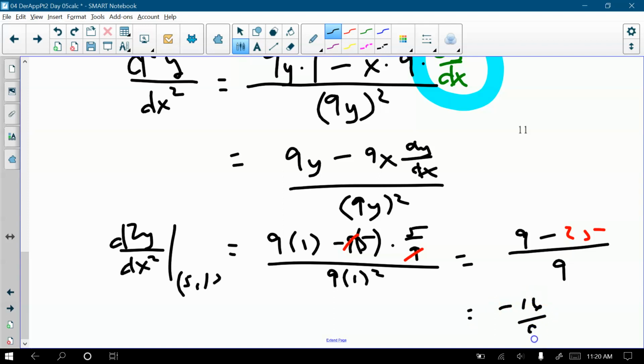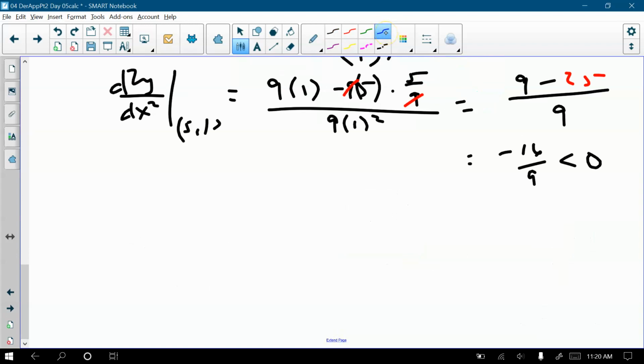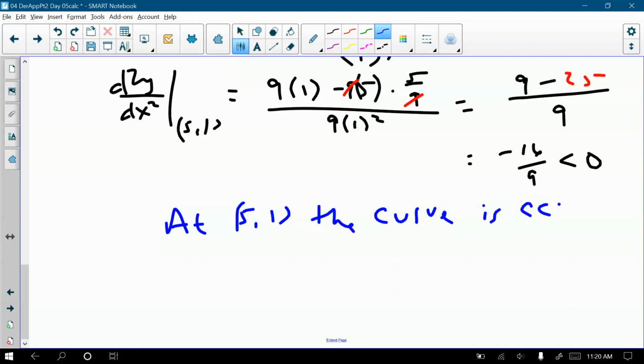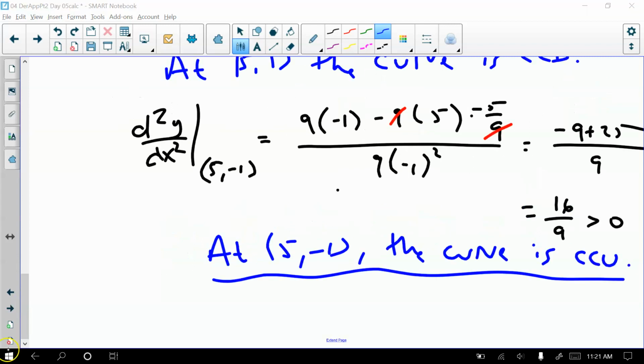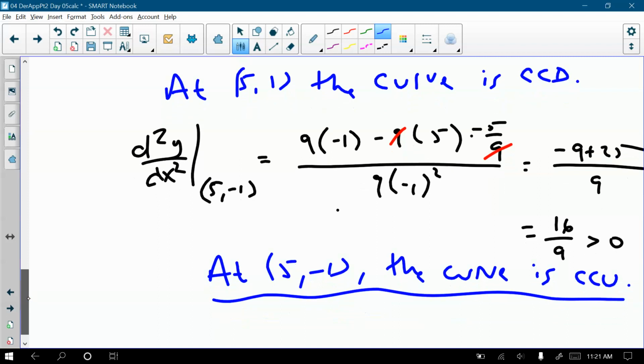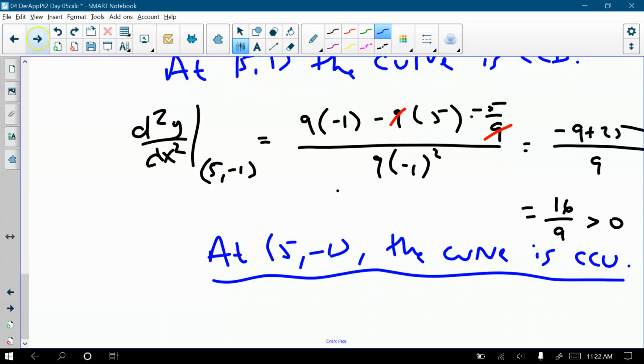And if my second derivative is negative, which means it's less than 0, then the concavity at (5, 1), the curve, we can't call it a function actually, the curve is CCD, concave down. And then I repeat that for the other one. Here's the work for the second one. You should have gotten a positive 16 over 9, which is greater than 0. So at (5, -1), the curve is concave up because your second derivative is positive at that point. Okay, now we can move on.